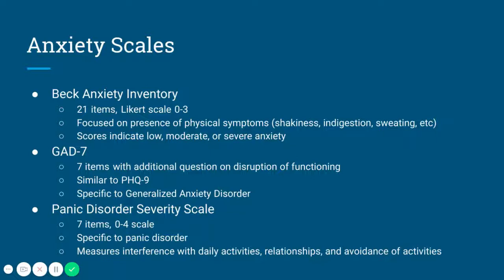For anxiety scales, again, we have the Beck Anxiety Inventory, similarly 21 items, Likert scale 0 to 3. It's focused on the presence of physical symptoms like shakiness, indigestion, sweating, etc., and the scores indicate low, moderate, or severe anxiety. The GAD-7 is 7 items with an additional 8th question on the disruption of functioning. It's similar in that sense to the PHQ-9, and it is specific to generalized anxiety disorder. Again, very quick, easy tool that clients would fill out themselves. And same with the Panic Disorder Severity Scale, 7 items, 0 to 4, specific to panic disorder, and it measures interference with daily activities, relationships, avoidance of activities, all related to panic attacks.